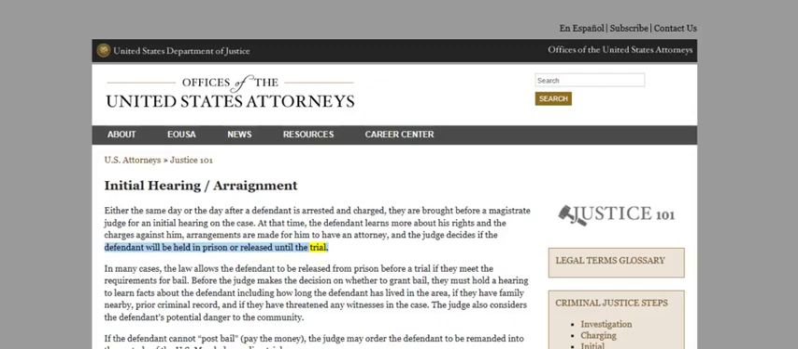Trial. In many cases, the law allows the defendant to be released from prison before a trial if they meet the requirements for bail.